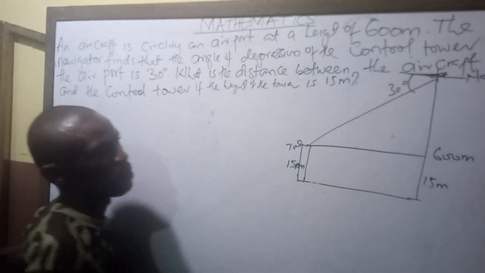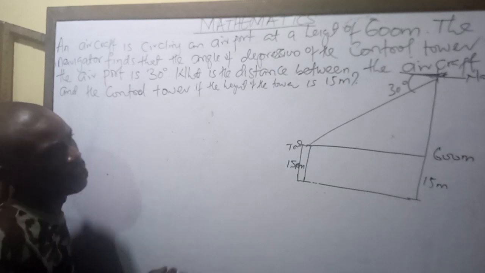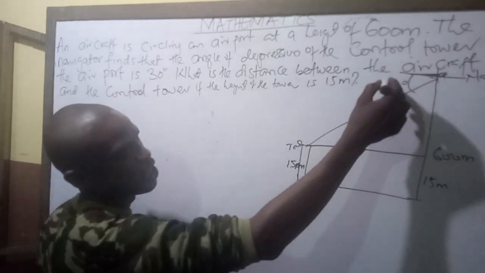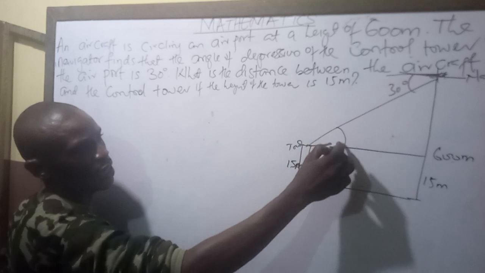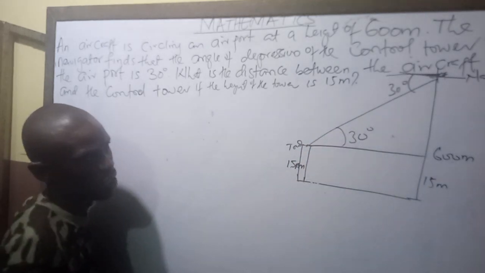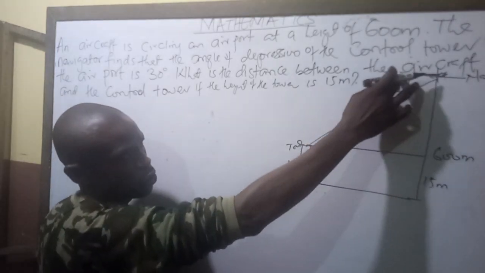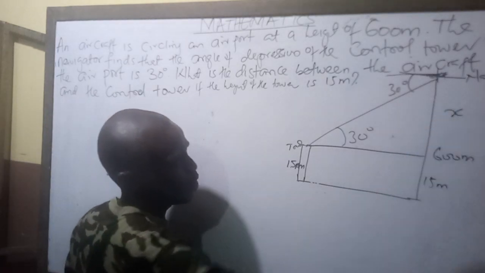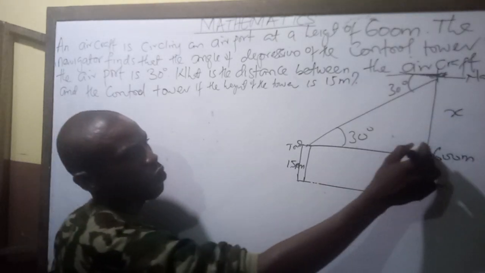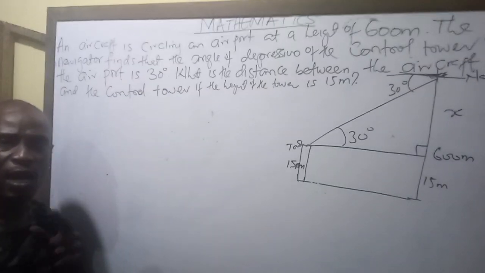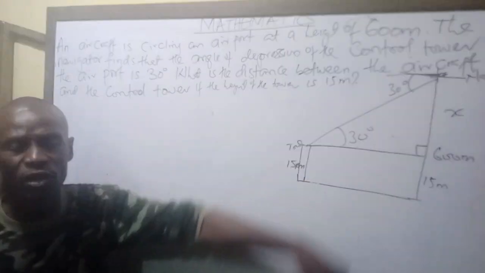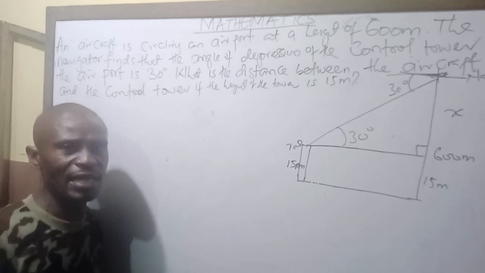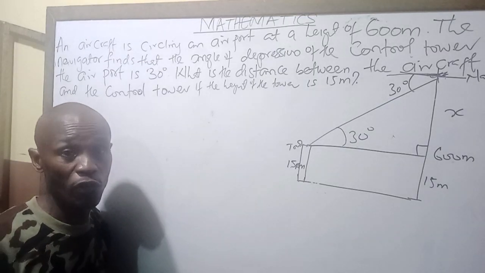Here is also 15 meters. Remember, when a transversal crosses parallel lines, alternate angles are equal. If from here to here is 30, here will also be 30 degrees. That is what you are going to use. The alternate angle gives you 30 degrees. So from here, I can find the value of my x. This has formed a right angle triangle. And in dealing with problems in a right angle triangle, we use Pythagoras theorem or what?